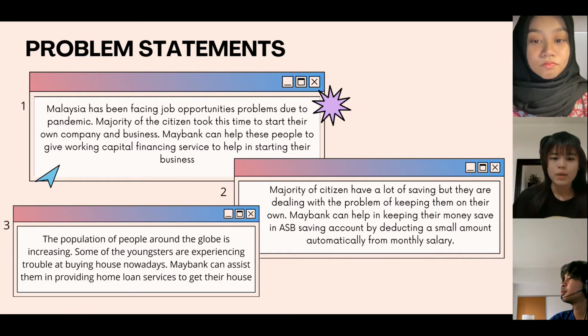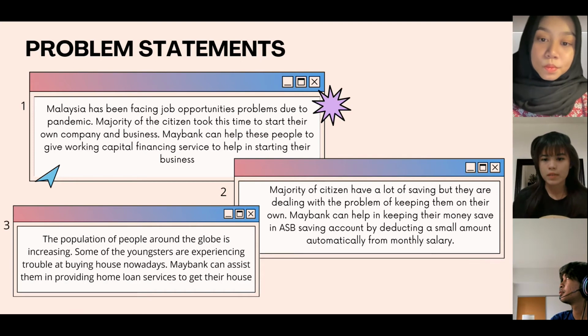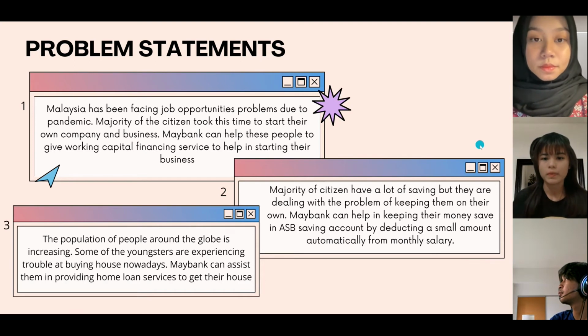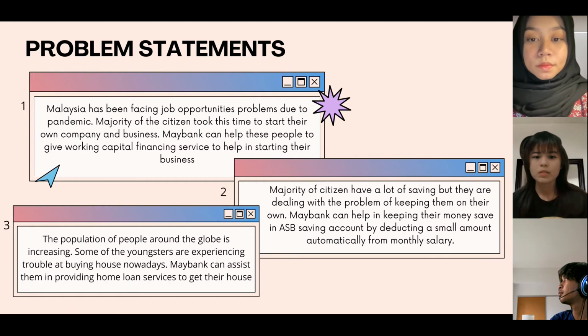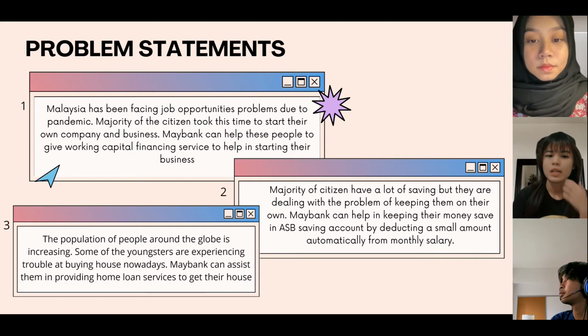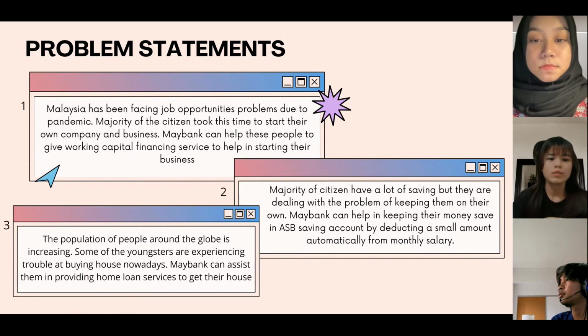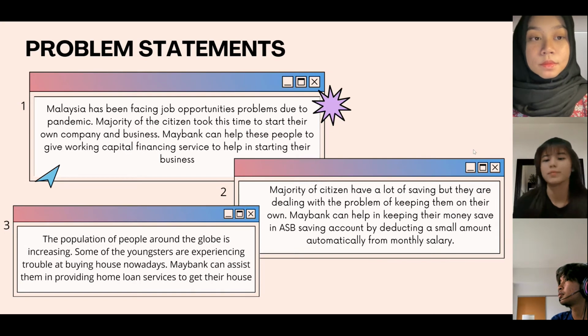Number 2. Majority of citizens have a lot of saving, but they are dealing with the problem of keeping them on their own. Maybank can help in keeping their money safe in ASB saving account by deducting a small amount automatically from monthly salary. And lastly, the population of people around the globe is increasing. Some of the youngsters are experiencing trouble at buying house nowadays. Maybank can assist them in providing home loan services to get their house.